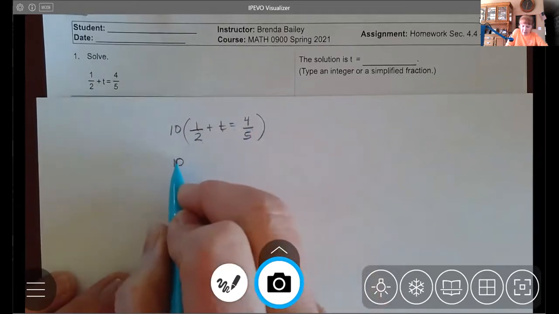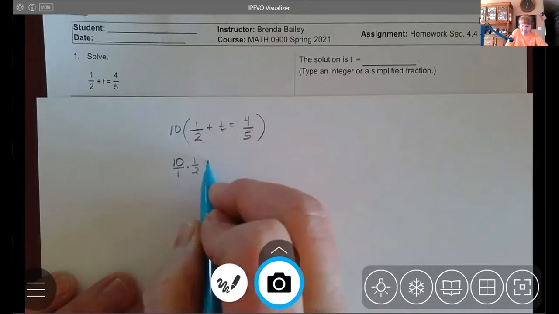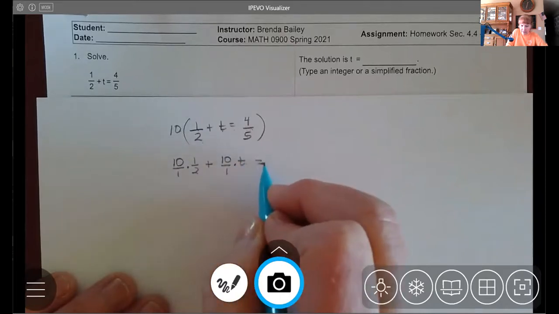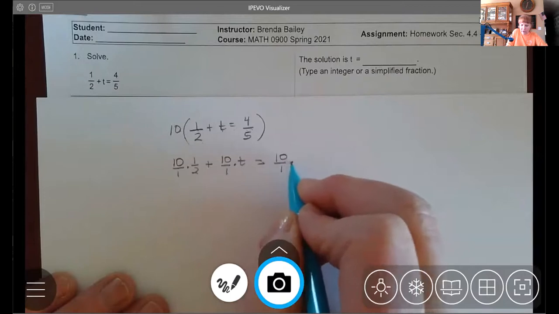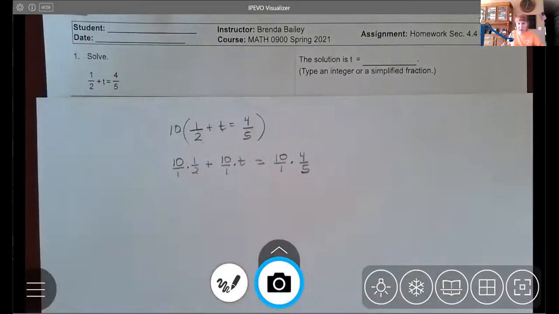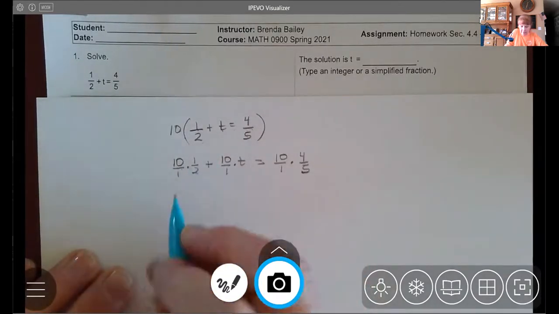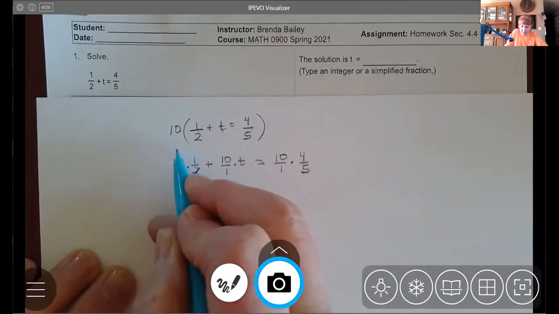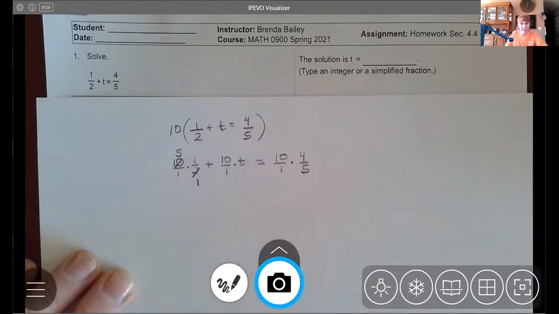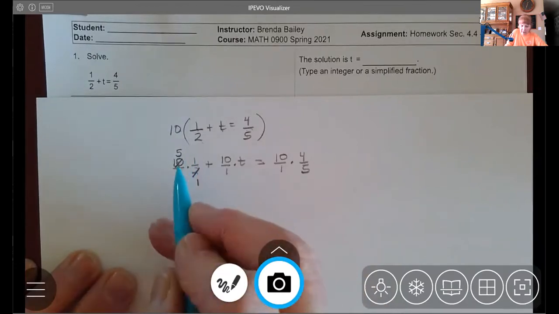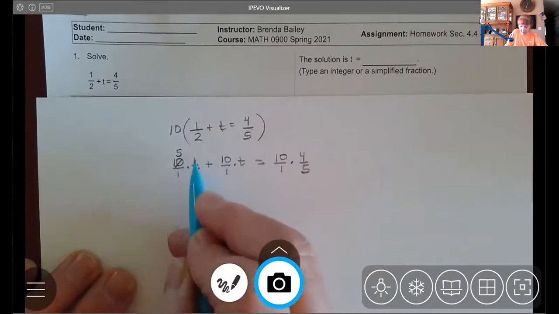So I need to take 10 over 1 times 1/2. Then I need to take 10 over 1 times t. And then 10 over 1 times 4/5. I put it over 1, it's just easier when you're multiplying with fractions. So I need to take the 10 times every term, and you'll get faster at this. When I take 10 times 1/2, 2 goes into here once, 2 goes into 10 5 times, I reduce. This will always be a 1 down here if you've done it correctly. Then 5 times 1, that's all that's left, is 5.